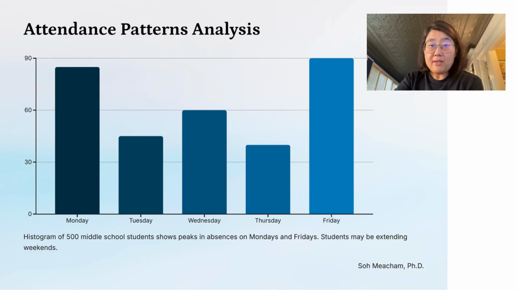What we might find is a peak in absences on Mondays and Fridays. This could indicate students are extending their weekends. If there's a spike on Wednesdays, it might suggest midweek fatigue. These patterns can inform school policies or interventions to improve attendance.